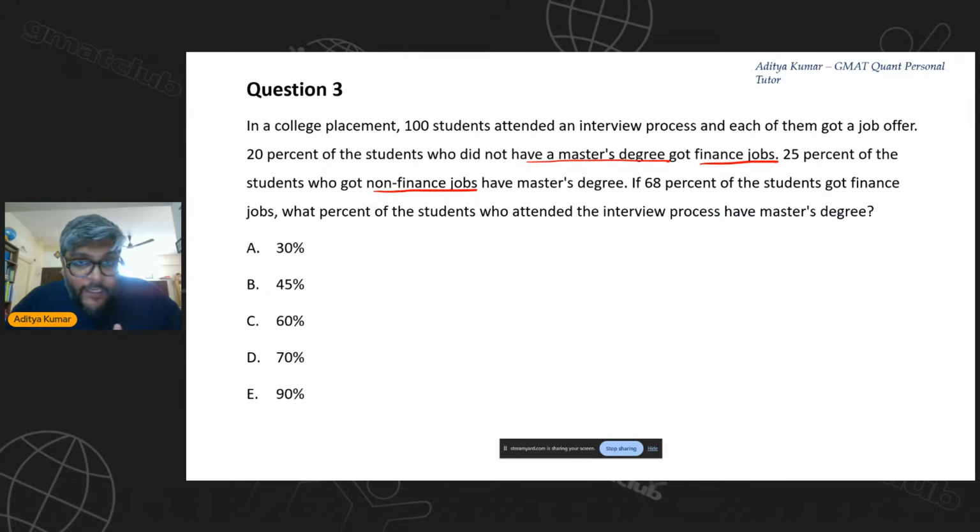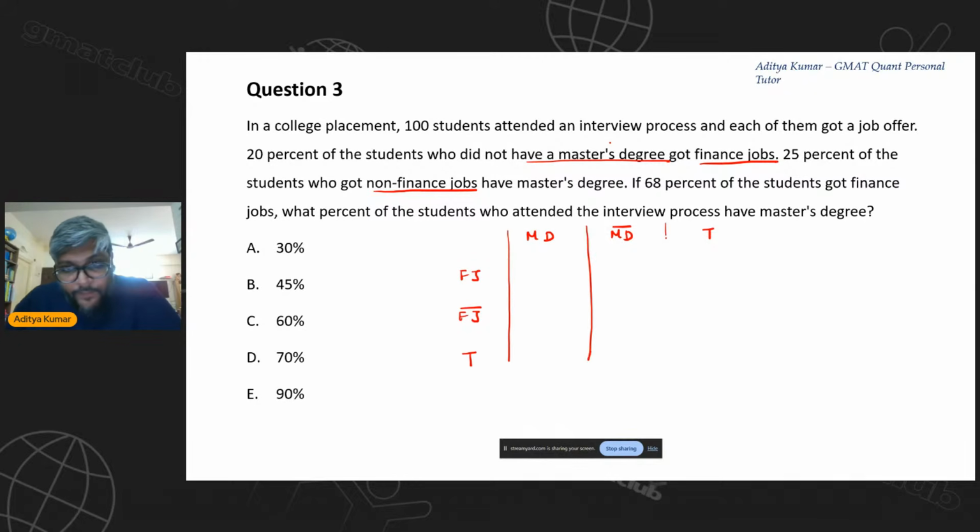So immediately when you're reading the question, when you see that you have four quantities like this, two pairs of quantities. One pair was people with a master's degree, not a master's degree, finance job, not a finance job. That's an indicator that it would be better for you to set up a 2x2 matrix, right? So I'm going to set it up here. Master's degree, no master's degree, total. Always keep a total row and a total column. Finance jobs, no finance job, total.